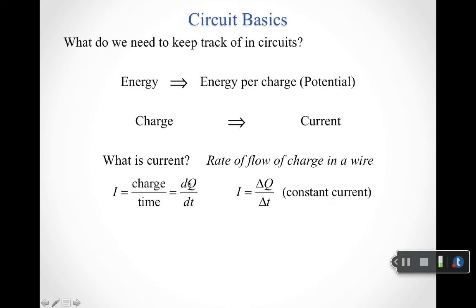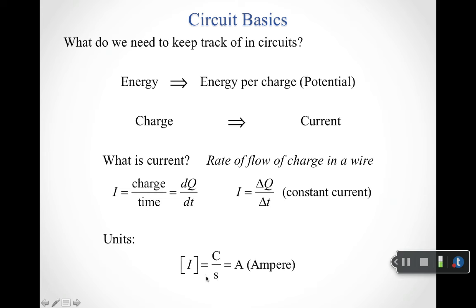Obviously, if we have a constant current, then we can take these little d's and turn them into deltas, because basically that means that this value isn't changing for a constant current. So our rate is always the same, and so we can just take any chunk of time you want. It can be infinitesimally small, or it can be moderately large, and as long as you keep track of the charge flowing past over that chunk of time, that's still going to get you what the current is. In terms of units, well, units of charge are coulombs, units of time are seconds.